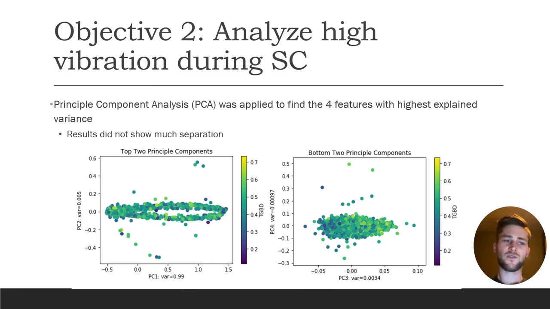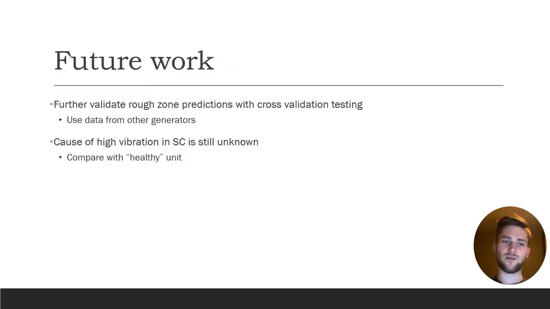So for future work, we really want to validate those rough zone predictions with cross-validation testing and also use data from other generators. Another thing that needs to be done is to figure out why we're getting high vibration in synchronous condense, because that is still unknown. And we want to maybe compare with a healthy unit and see how the data stacks up.